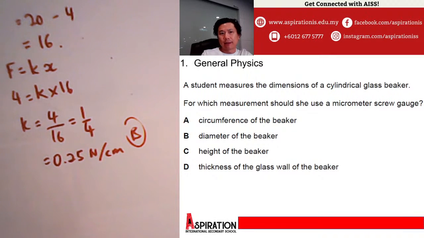So the maximum length that a micrometer can measure, wow, that's small, is 25 mm, guys. So 25 mm would be 2.5 cm. So normally the micrometer screw gauge can measure up to this length. So the answer is D. Well done, all of you. Let's move on.